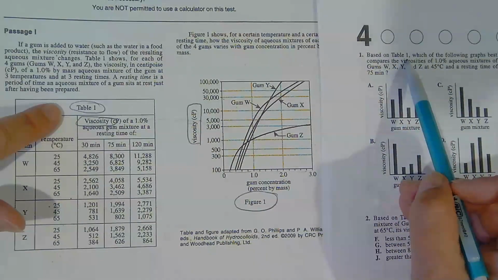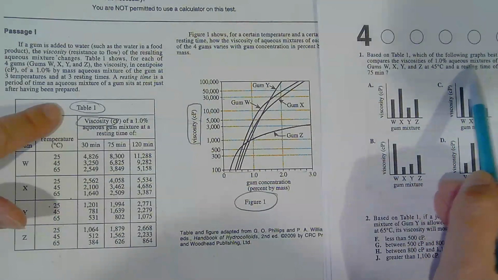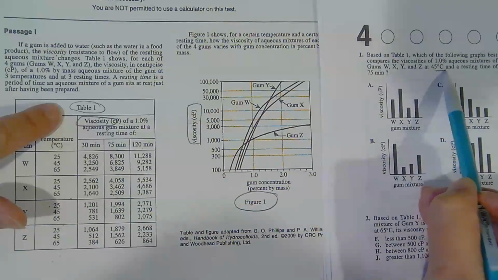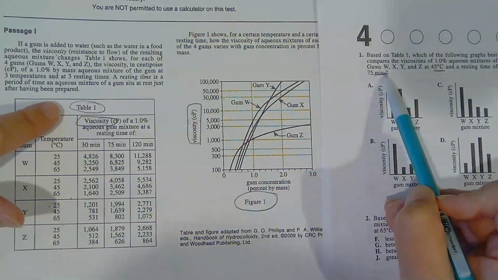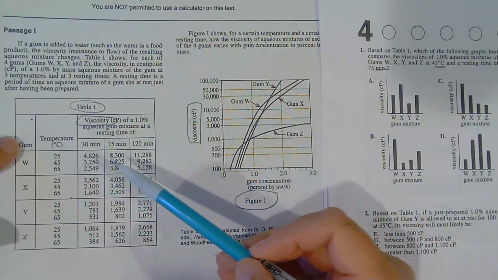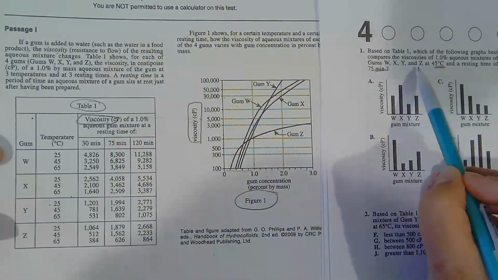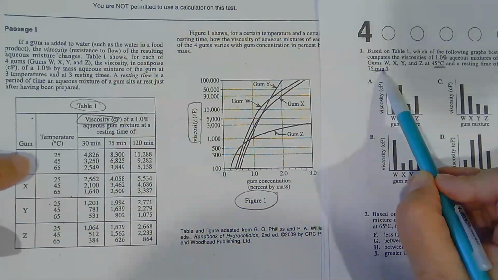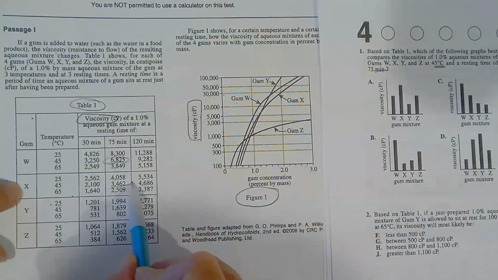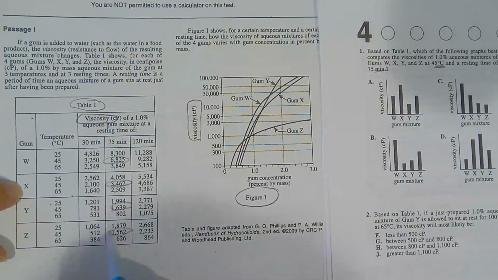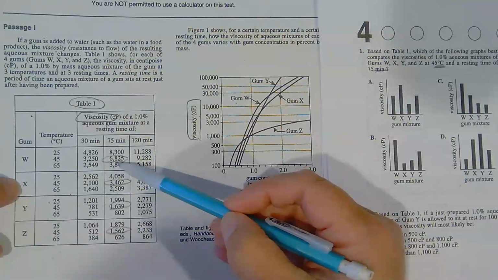So based on table 1, which of the following graphs best compares the viscosity of 1% aqueous solution mixture at 45 degrees Celsius and a resting time of 75 minutes? So I want to go to 45 degrees Celsius, resting time 75 minutes. I'm looking here, here, here, and here. And I actually go ahead and put the pencil to the paper. So it looks like the highest one is W.